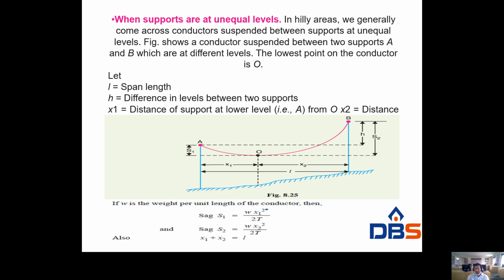That's why, from point A to the midpoint we can consider x1, and from the midpoint to support B we can consider x2. That's why sag S1 is omega x1 square by 2t, and sag S2 is omega x2 square by 2t, right? Now what is x1 plus x2? It is the complete length L. But in the former case, x is equal to L by 2. Equal levels means L by 2, L by 2, that is L by 2 plus L by 2 equals L. So for different levels also, x1 plus x2 is equal to L.